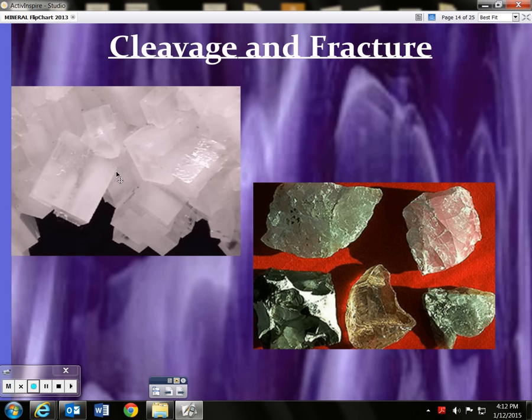Okay. This is an example of cleavage here. Whatever kind of mineral this is, every time it breaks, it'll break in these flat areas. This over here is fracture. You can see they're kind of lumpy, bumpy. Whenever they break, they don't have a definite flat area to them at all.